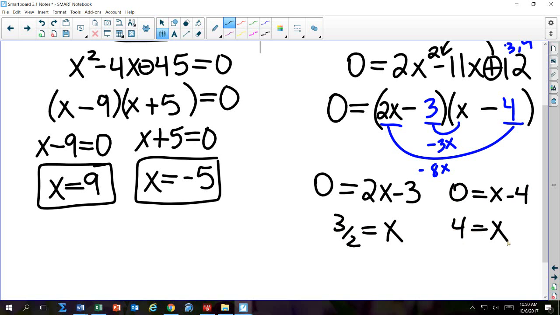Here I'd get 4. All right, your homework this weekend is just on solving using square roots and solving by factoring. So, please do that.